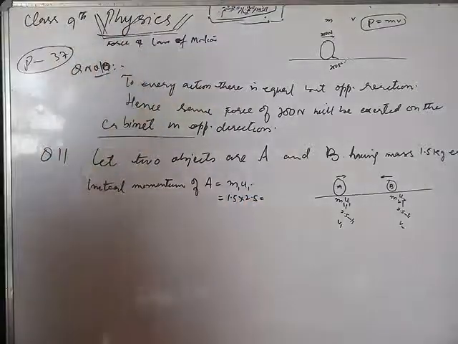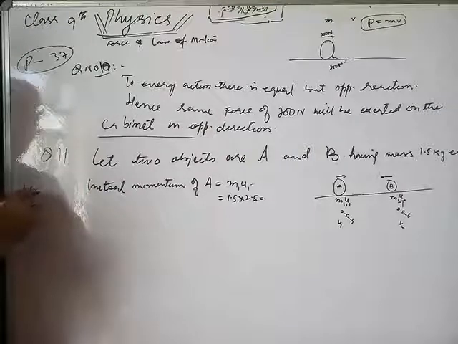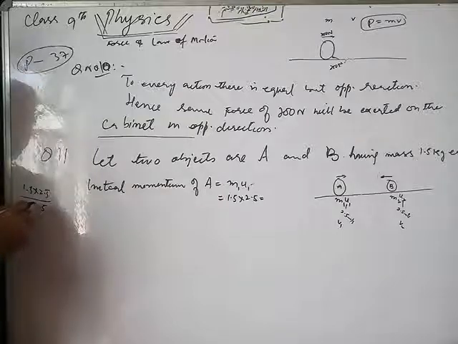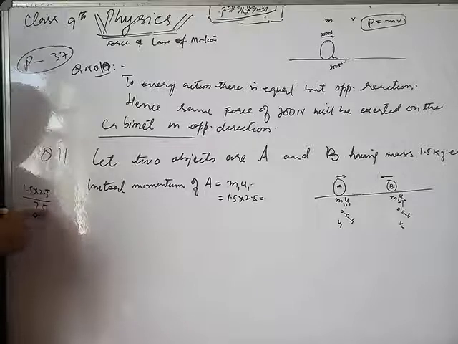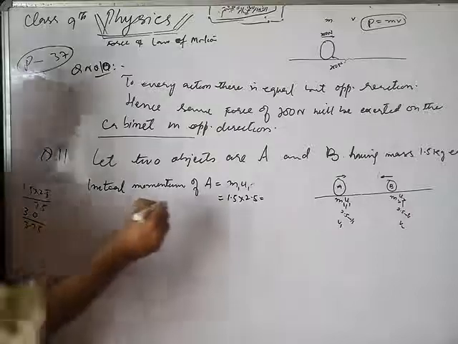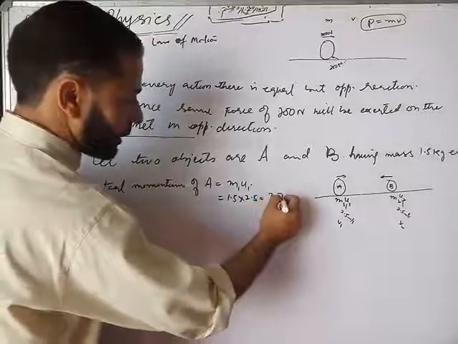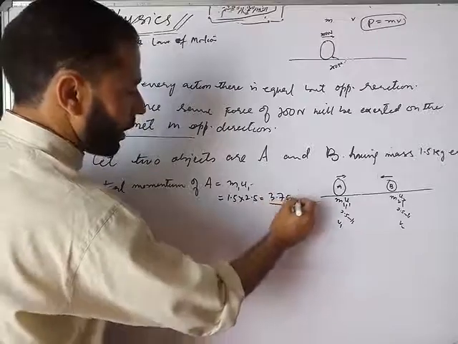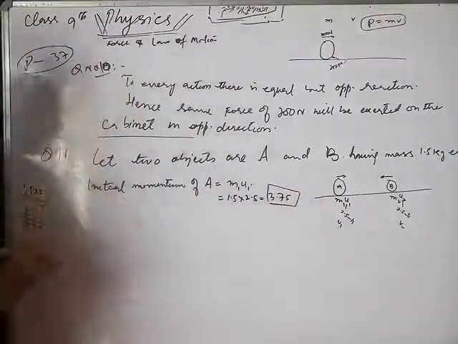ठीक. 1.5 into 2.5 कितना आएगा? 5 5s are 25. 5 1s are 5, 5 plus 2 is 7. 5 2s are 10, 5 5s are 25. 5 1s are 5, 1 is 7. 2 5s are 10, 2 1s are 2. 3.75. That is equal to 3.75, the total momentum of this body A before collision.